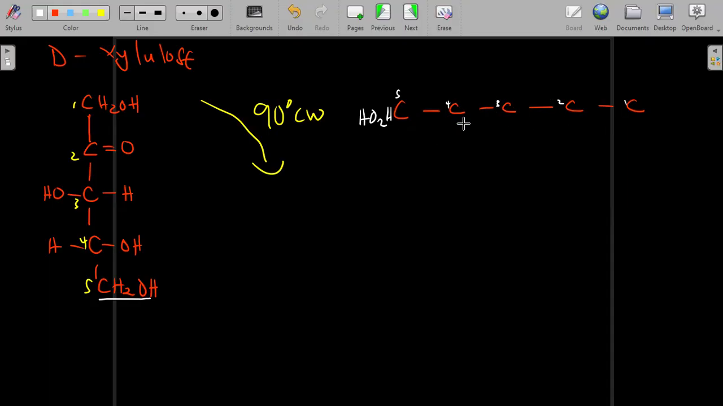And then on carbon number 4, what do we have? We have the OH down, and then the H above. On carbon number 3, we have H down, OH above. On carbon number 2, we have the oxygen down there because it's on the right here. And then on carbon number 1, we have H2OH, so that would be H2OH like that. So this is the molecule that we get when we rotate this D-hexulose 90 degrees clockwise.